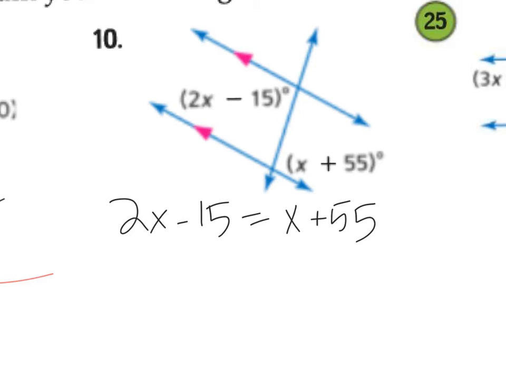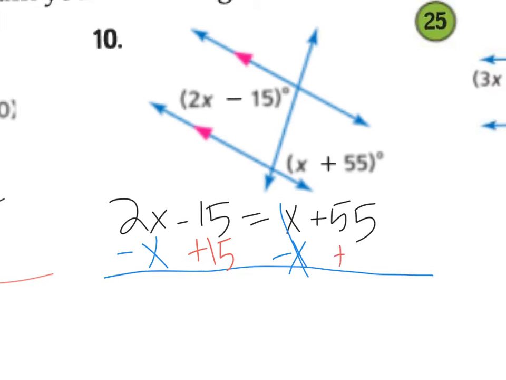And so I know x is smaller than 2x, so I can just subtract x from both sides. If I cancel one thing on the right, then I should cancel one thing on the left, getting all my letters on one side and all my numbers on the other. So I'll add 15 to the other side. So 2x minus x is just x, and 55 plus 15 is going to equal 70.